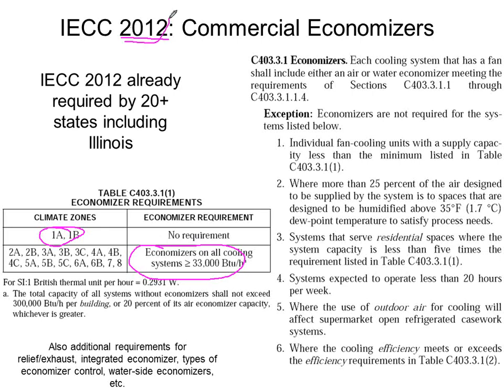So just remember, for 2012 code, which all the states in this area are either on or will be on shortly, you need to have an economizer above 33,000 BTUs of cooling. That's a key number. All right? And I'm not going to read all the economizer code language to you. There's some exceptions to that, but for the most part, a normal building, like an office or a school or whatever, it does not meet the exceptions. So for most of the time, we got to do it.